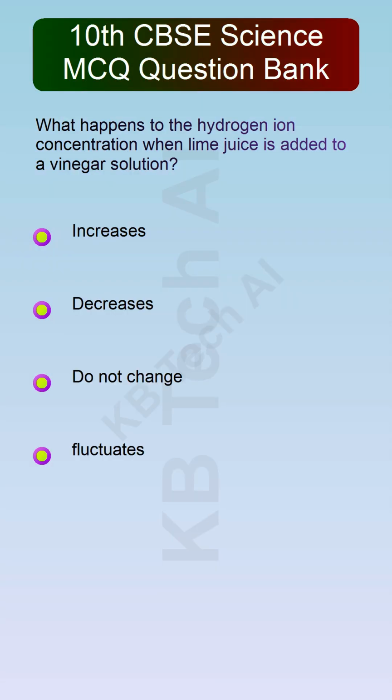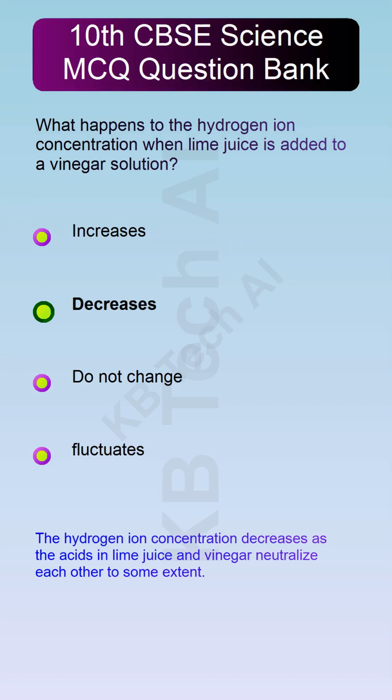What happens to the hydrogen ion concentration when lime juice is added to a vinegar solution? Option 1, increases, option 2, decreases, option 3, do not change, option 4, fluctuates. The answer is, option 2, decreases.